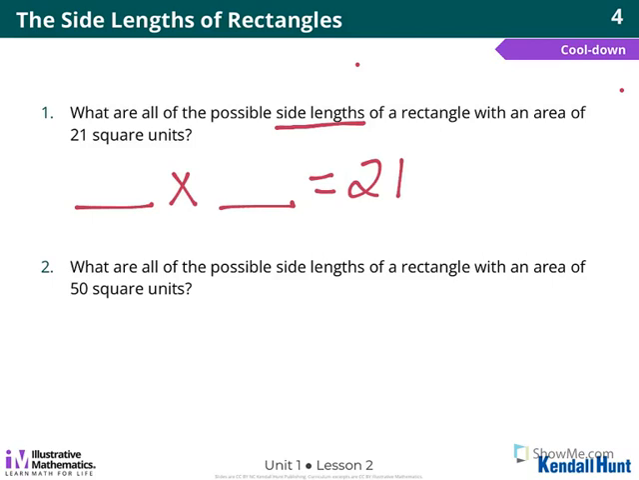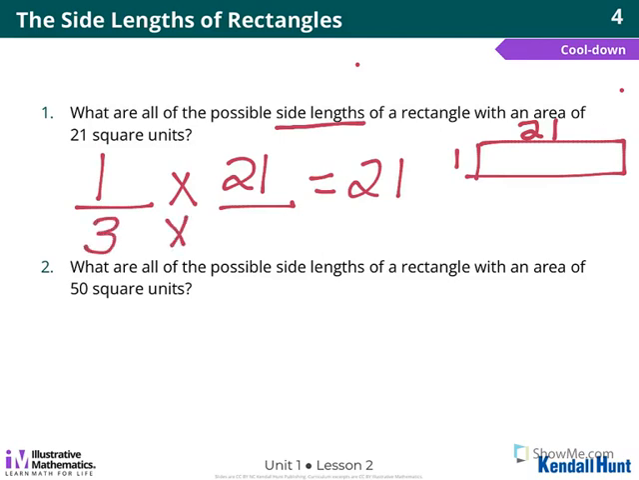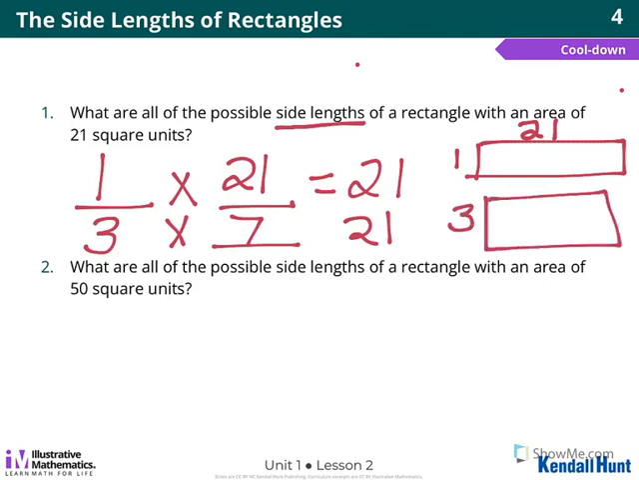Well, I always start with 1. I know 1 times 21 is 21. So I could have a rectangle with one side having 21 and the other side having 1. Okay, 2 doesn't go into 21. 3 does. I know 3 does. 3 times 7. So another possible rectangle would have one side being 3 and the other side 7.